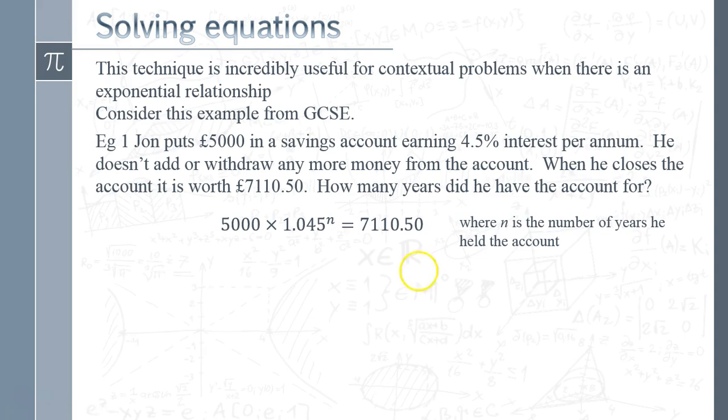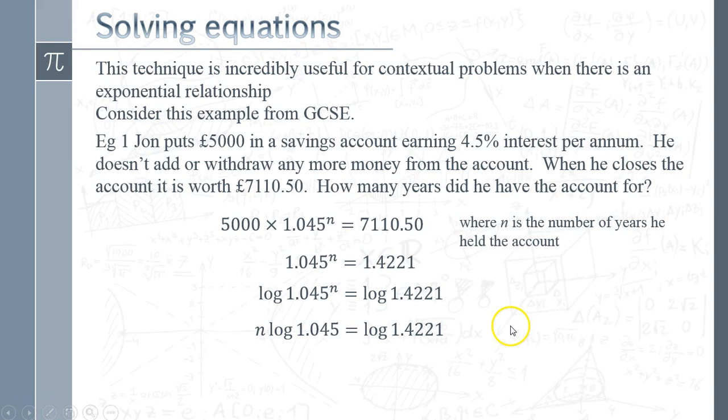Now, what we're going to do is just solve it. So we're going to take the 5,000 over to the other side, do a divide. There we go. And so now let's use our log law. So I'm going to take logs of both sides, use law 3, and then just do divide by the log. There we go. So we've got log 1.4221 over log 1.045. Chuck it into your calculator, and out pops the answer. Happy days.